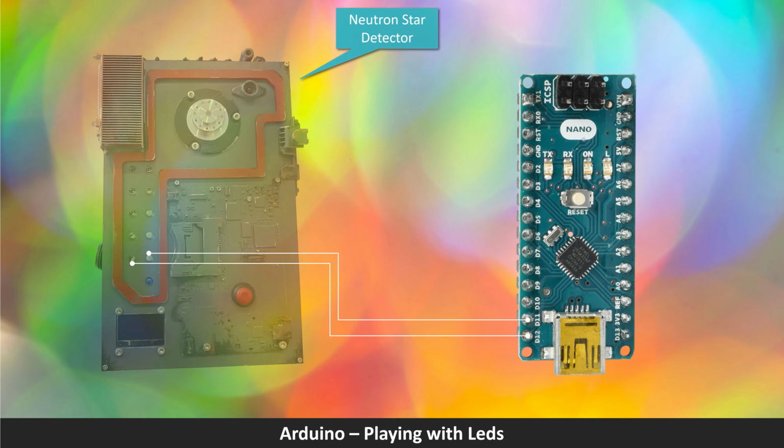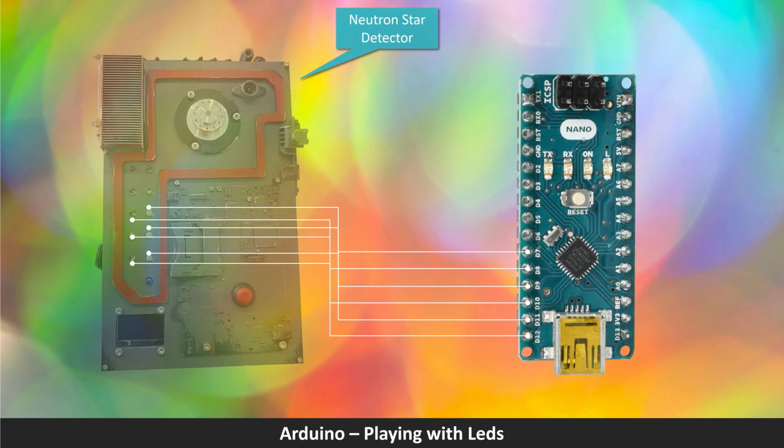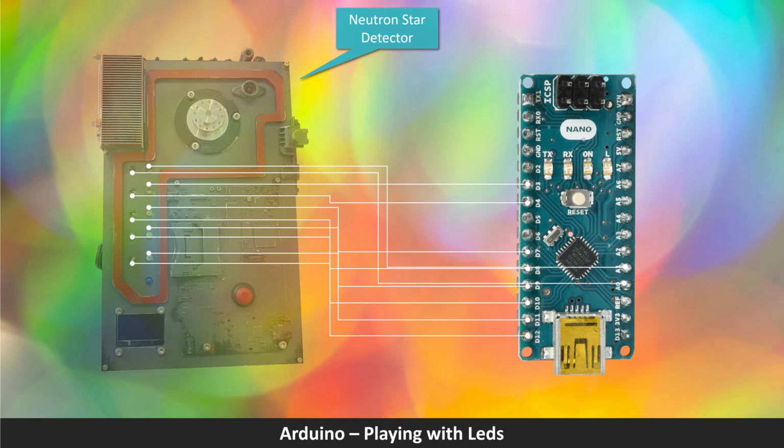The first row of LEDs is connected to pins 12 and 11. The second row of LEDs is connected to pins 10 and 9. The third row on pins 8 and 7. The fourth row on pins 4 and 3. And the last row of LEDs is connected to pins A0 and A1. That's a lot of connections, but a lot of LEDs leads to a lot of fun.